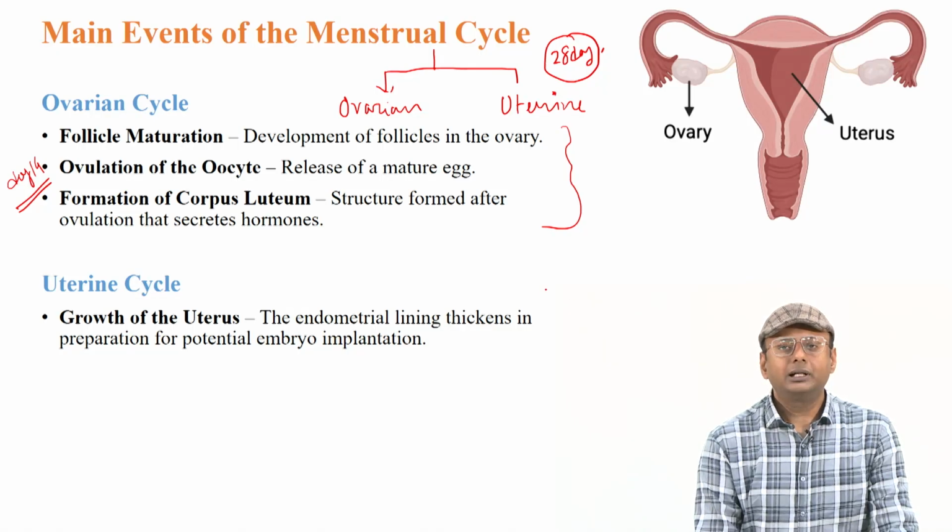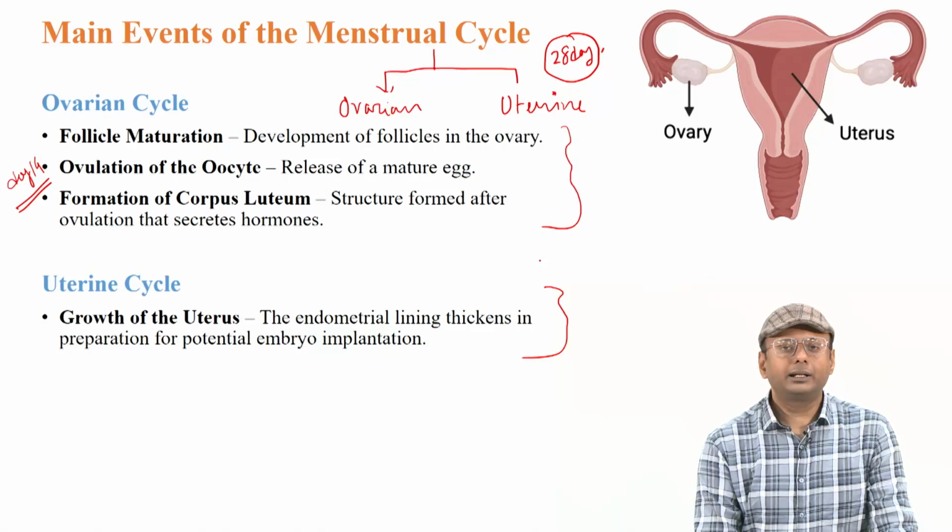In the uterine cycle, mostly what happens is the growth of the uterus. After the initial period, which is the first 1 to 7 days, slowly in the presence of different hormones the uterus gets developed. So, uterine growth happens, endometrium growth happens, and basically the uterus and endometrium prepare themselves for possible embryonic implantation.